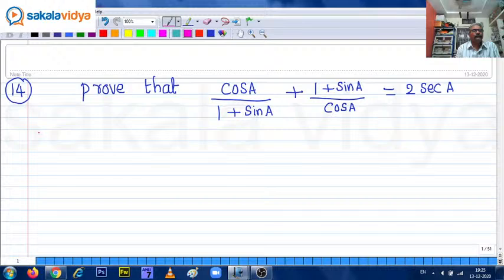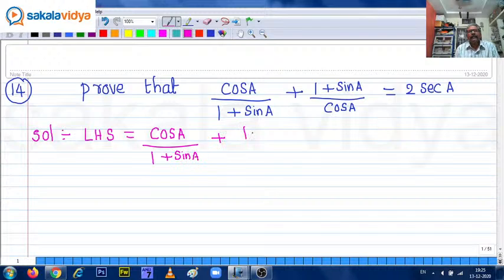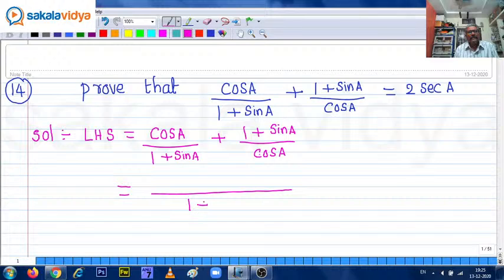Okay, now your solution, left hand side, cos A upon 1 plus sin A plus 1 plus sin A upon cos A. First take the LCM. What is the LCM? 1 plus sin A into cos A is the LCM. Don't simplify, you keep it like this only. So now cos A multiplied by cos A and 1 plus sin A multiplied by 1 plus sin A. So now what do you get? Cos square A plus 1 plus sin A whole square.